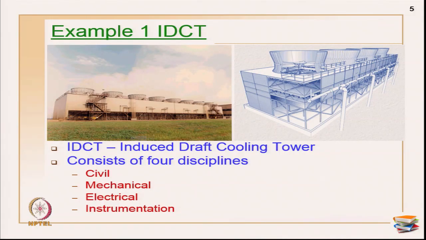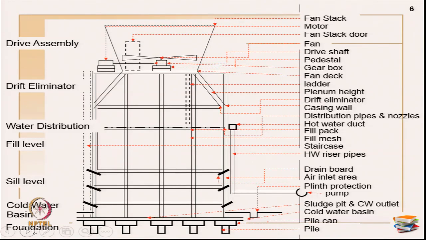Now, let us go through the steps in detail with an example. The first example which I have taken here is IDCT, which is induced draft cooling tower. This example consists of 4 disciplines: civil, mechanical, electrical and instrumentation. So, there are 4 disciplines for the particular scope of this IDCT project. Okay. So, that is the reason why I have chosen this.